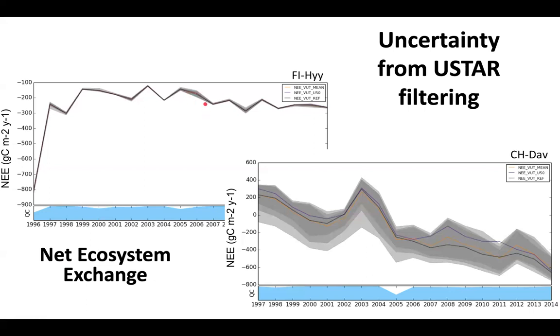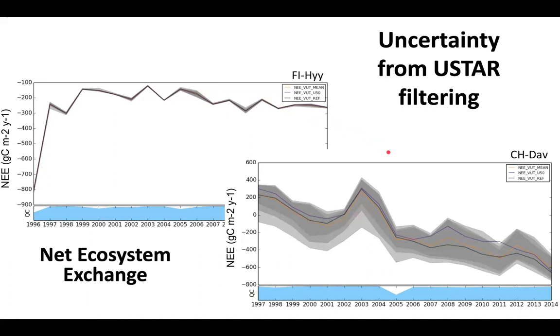is very small. So in this case, the U-star method is managing to find the thresholds in a very narrow area, and the impact that filtering using those thresholds has on NEE is pretty small. So you have a pretty tight range of variability for NEE.